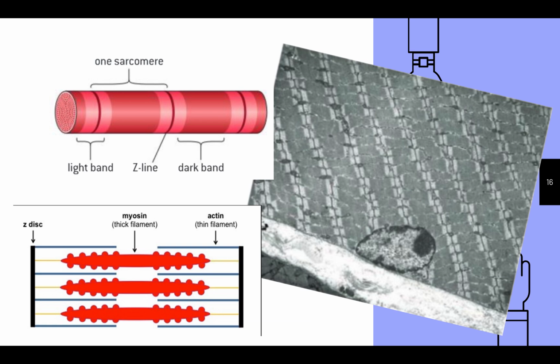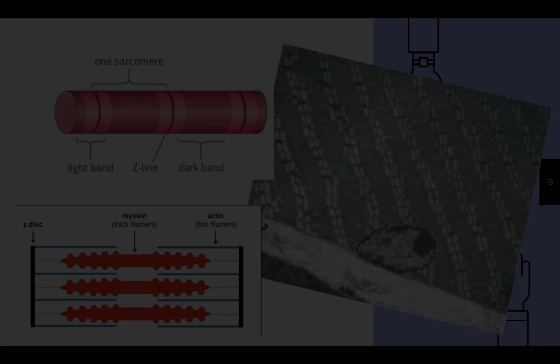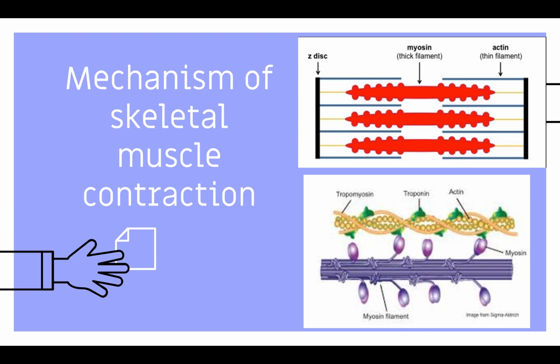Okay. So knowing that anatomy of your sarcomere, we have to be able to explain muscle contraction. Now you cannot explain muscle contraction if you don't know the structure. That's why we have to learn the structure first. So this is your structure of your myosin.